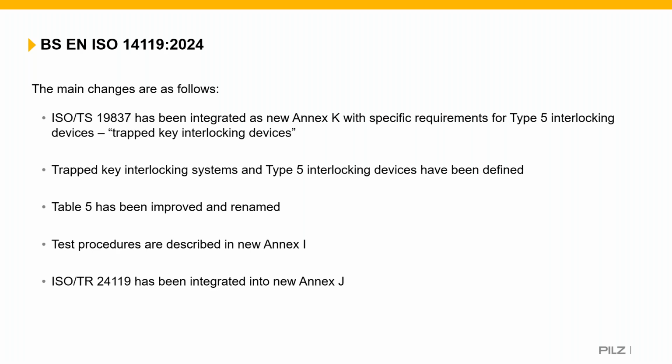So there's a whole section on trap key interlocking and things in there that are defined as well. Table 5, which has been used for what types of devices and how they can be applied, has been improved and renamed. Some additional bits in there. There is a whole new section on test procedures, and you'll see later on this is mainly for people that are designing interlocks rather than the application of them on machinery. And the technical report 24119 is now integrated into Annex J, and this is the bit that looks at things like fault masking, which again we'll talk a little bit about later on.